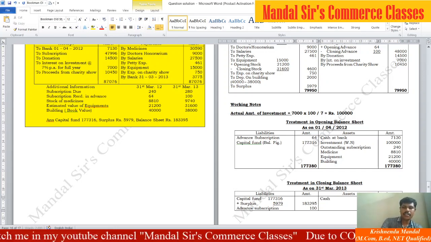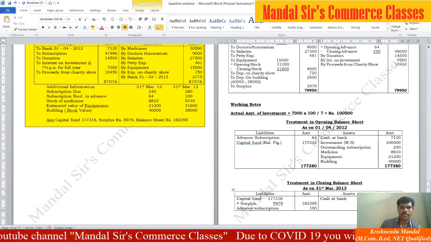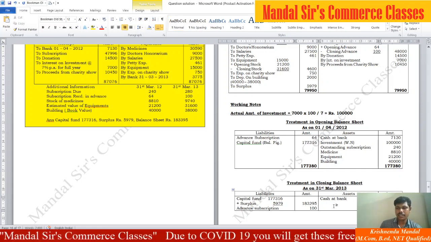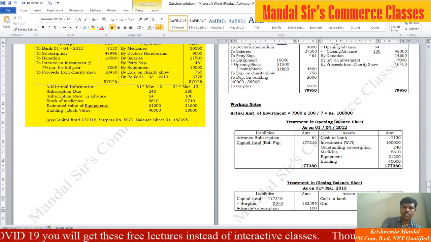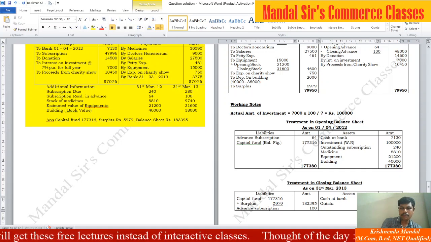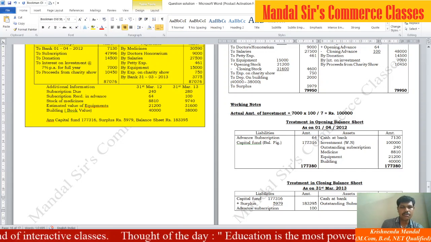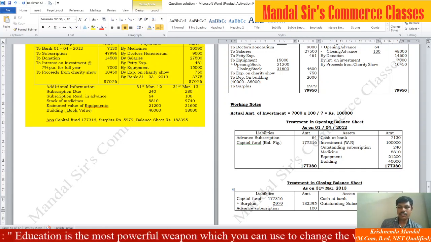Asset side will start with cash at bank, meaning the closing cash remaining at the end of the year. After the cash at bank, we will see in the adjustments the outstanding subscription. This outstanding belongs to the current year. What is the amount of subscription? That is 280. Advance subscription is already included in the liability side. After that, stock of medicine is given.